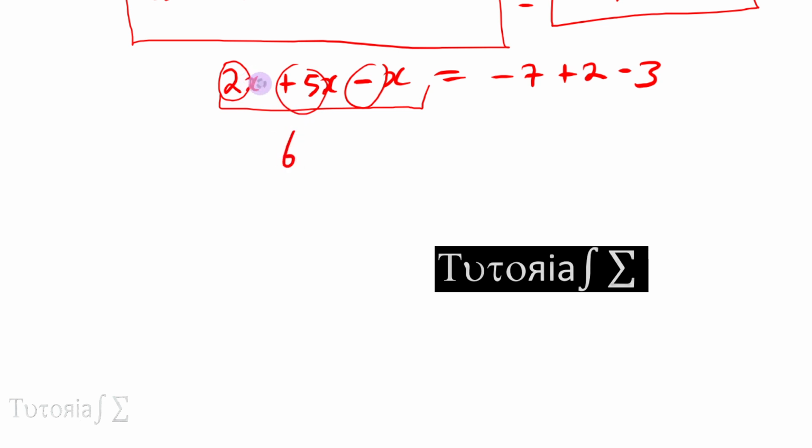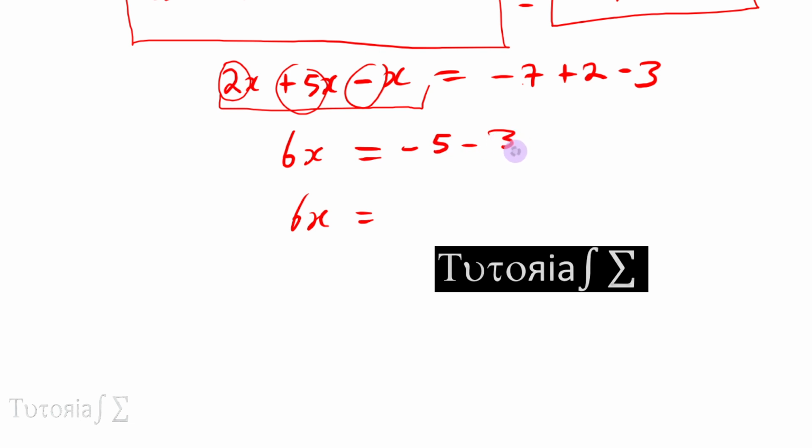Then we'll just pick x, since they all have x. And on this side we can add everything: negative 7 plus 2 will give us negative 5. Then here we have minus 3. Then here we have 6x equals negative 5, negative 3.